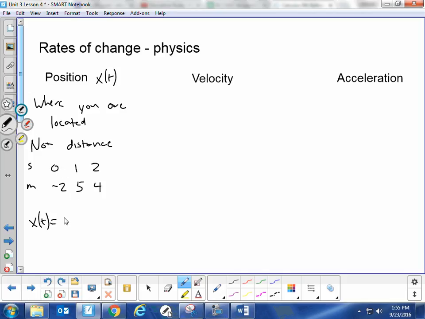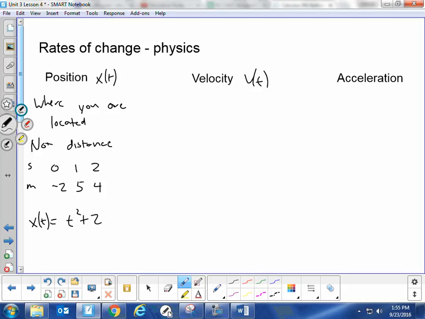But if you're given a function like x of t is equal to t squared plus 2, well, you could plug in any time and you could fill in gaps to any table. This table could be produced by this function, but this table is not produced by that function. Okay, so that's important. Well, velocity is given by v of t.